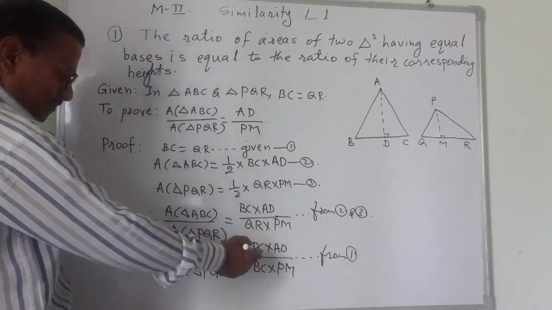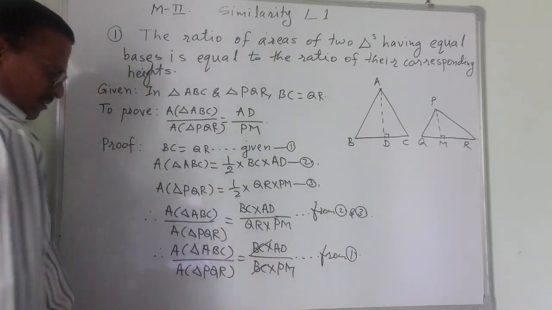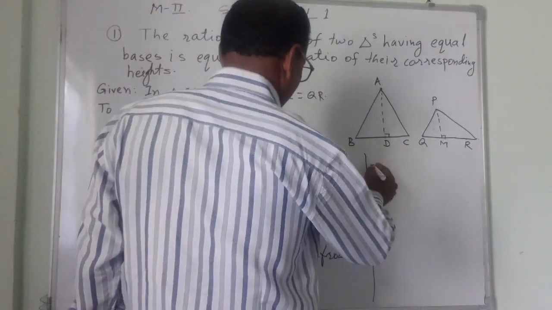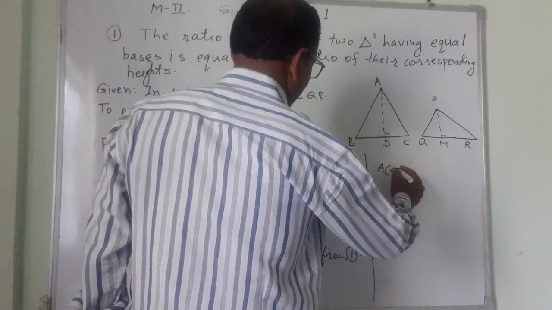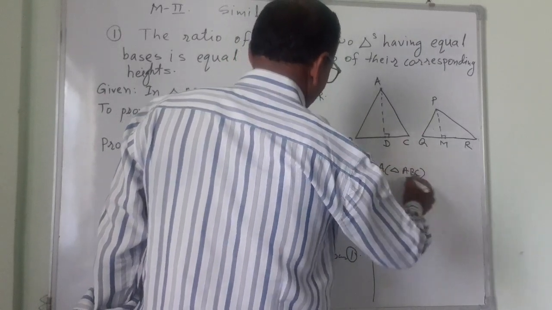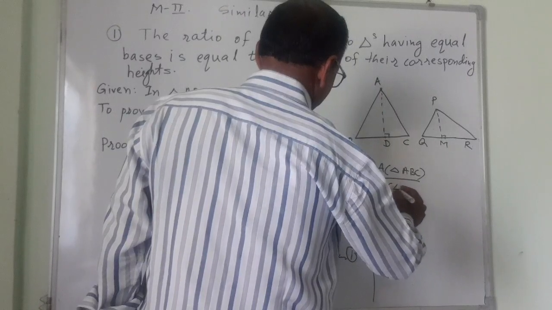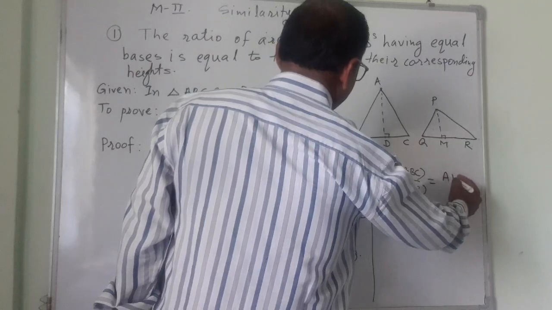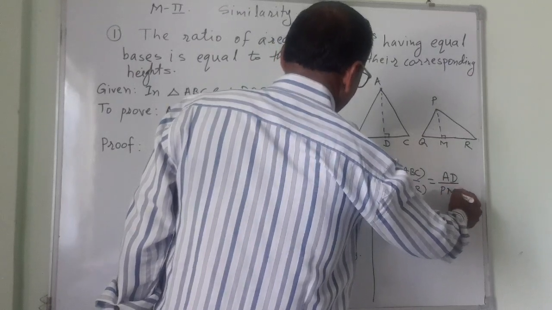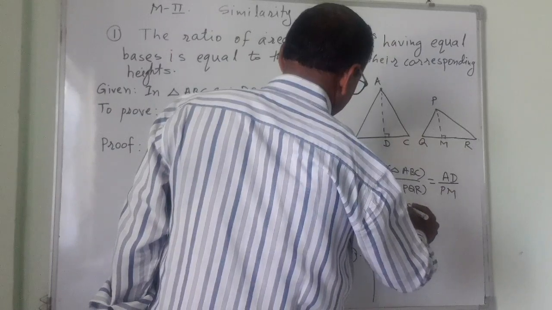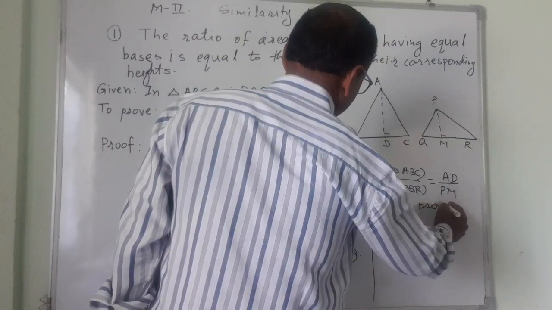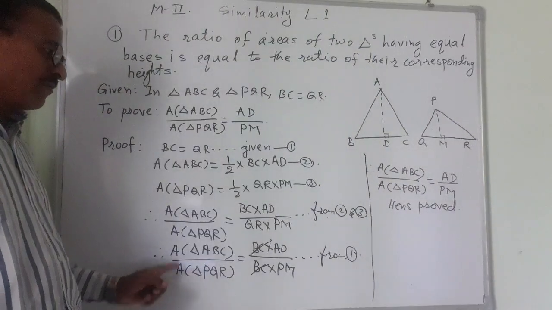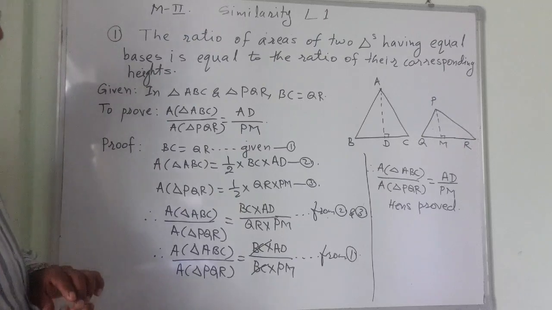Therefore, now this BC and this BC will get cancelled. So what remains? Therefore, area of triangle ABC upon area of triangle PQR is equal to AD upon PM. Hence proved. So definitely you would have understood this.